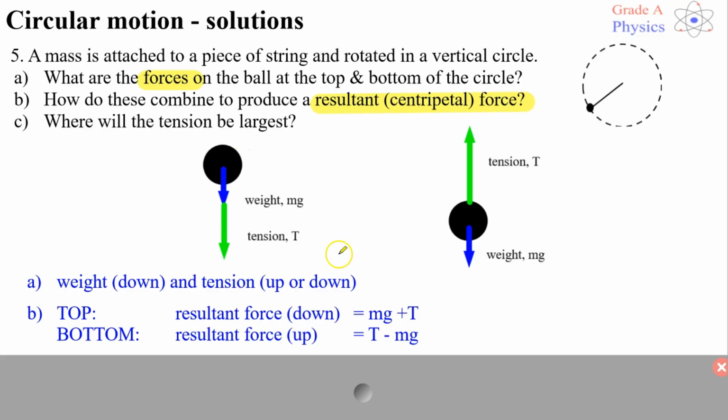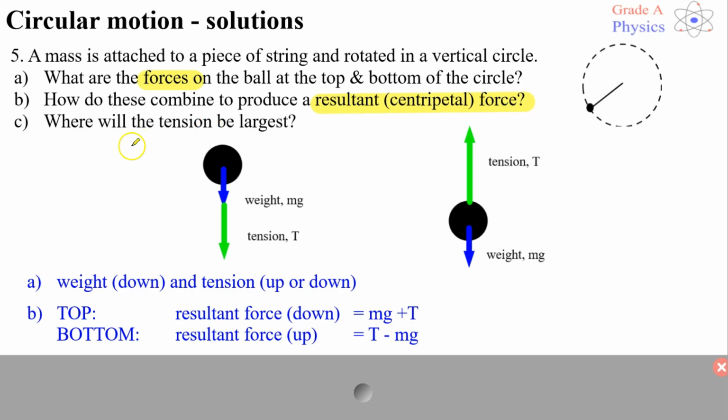So as we can see at the top, both of these forces are acting down. We have the weight plus the tension acting together. They combine to make the resultant force downwards, the centripetal force. At the bottom, however, it's different because the tension's acting upwards. So the tension take away the weight provides the centripetal force.